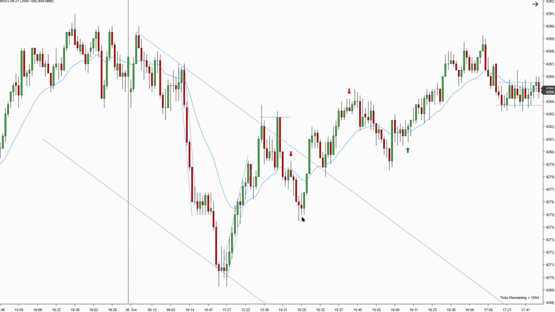Unfortunately, we quickly reversed. This is why we only go for a scalp, because we are only interested in taking small profits. I put my stop loss one tick above the signal bar. In case I'm wrong, I don't want to give more money back. I want to cut my losses as soon as I can.